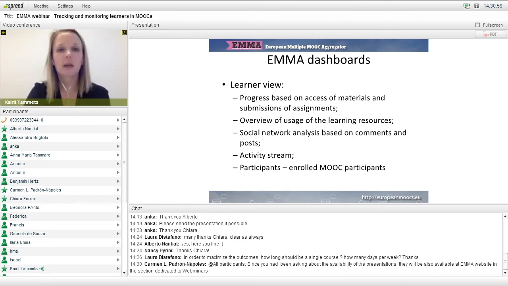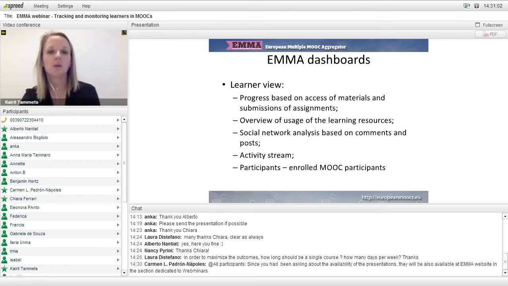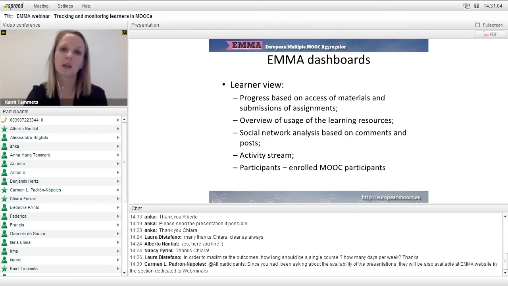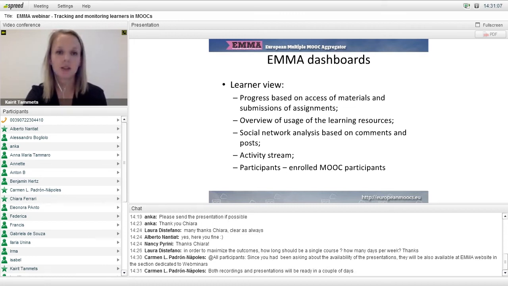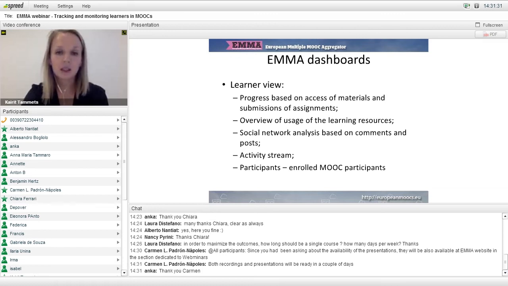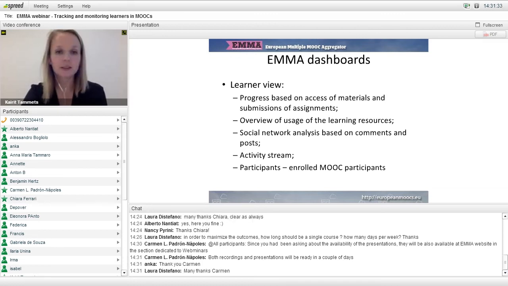In EMMA, we have two types of dashboards: one for the learners and one for the MOOC facilitators or teachers. The learner's dashboard visualizes learners' progress, which is estimated based on the accessed materials in different lessons and units, and also the submissions of assignments. Then there is an overview of learning resources or materials that MOOC participants have accessed.